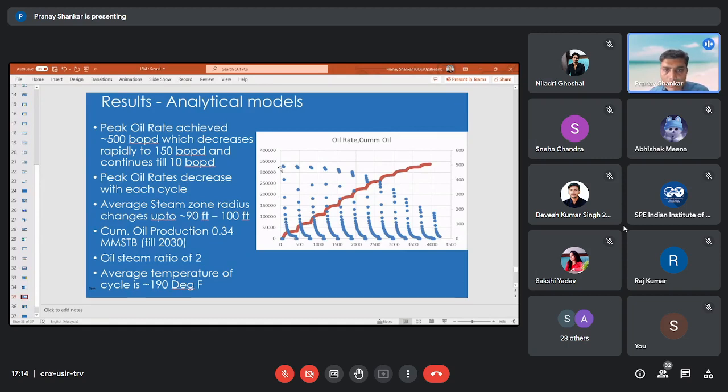And this one cycle is 11 months. So every 11 months, you have to go inject steam for 10 to 15 days, soak it for 5 to 10 days, and then again produce for 10 to 11 months. That is why it is called huff and puff method.